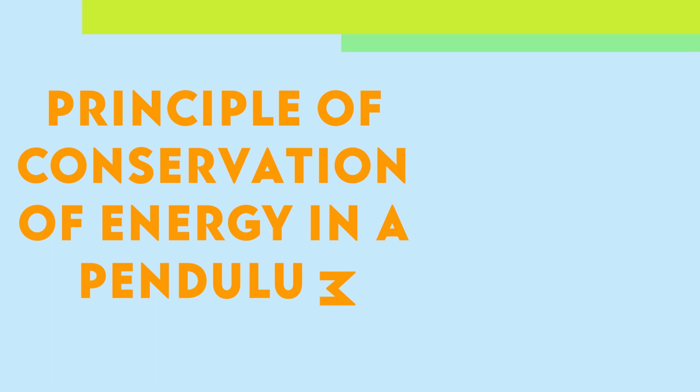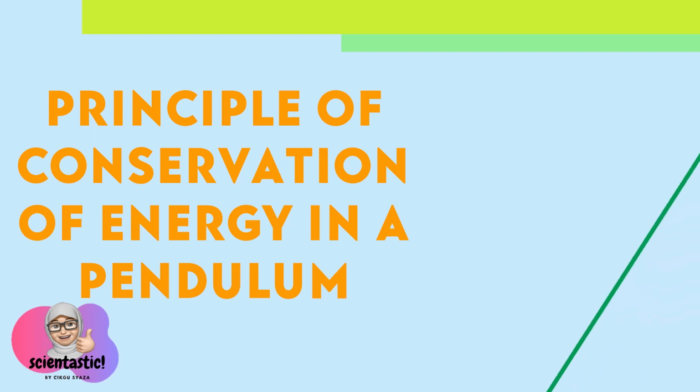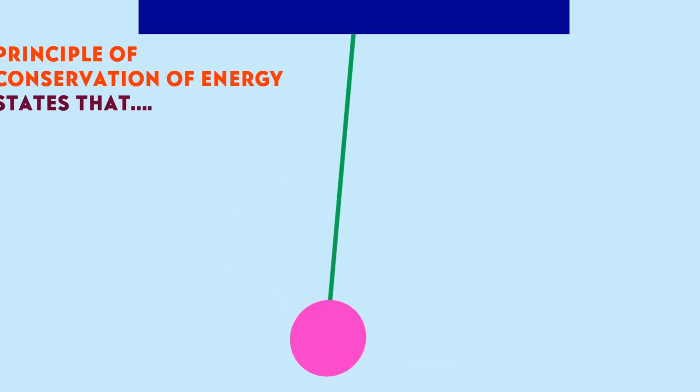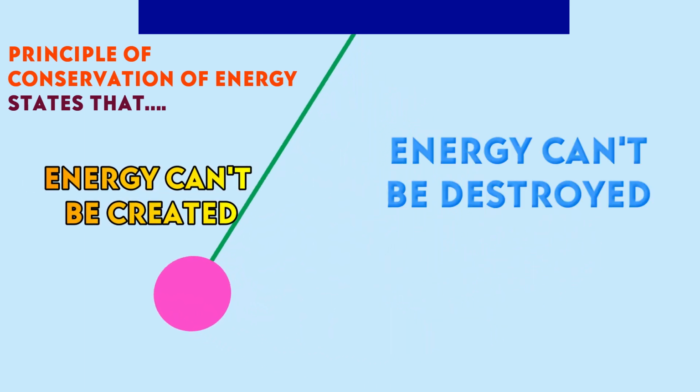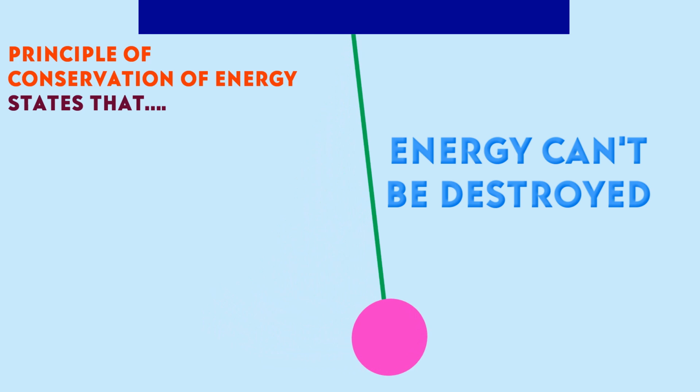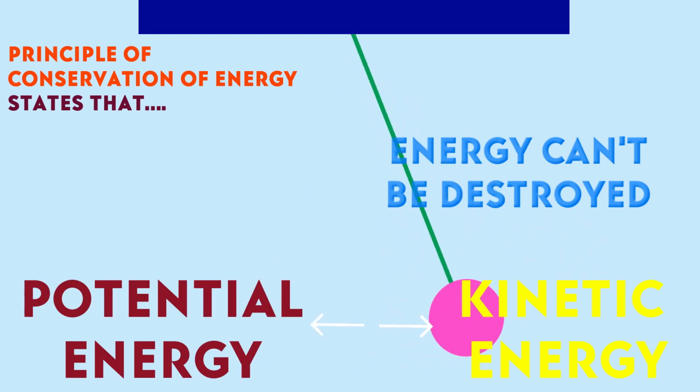The principle of conservation of energy in a pendulum. The principle of conservation of energy states that energy cannot be created or destroyed. It can only be transferred from one type to another.